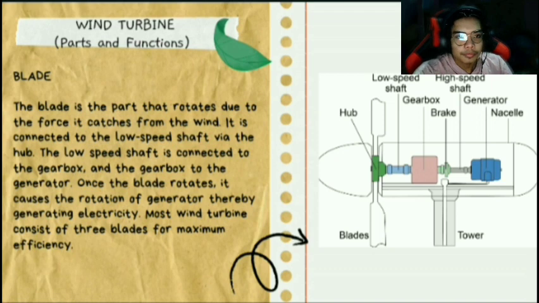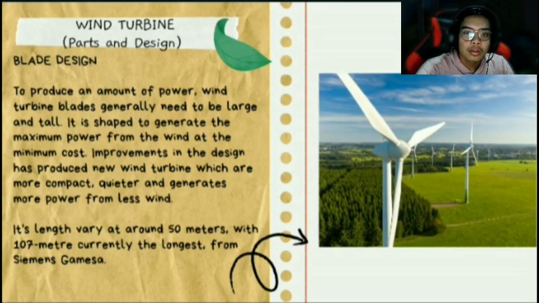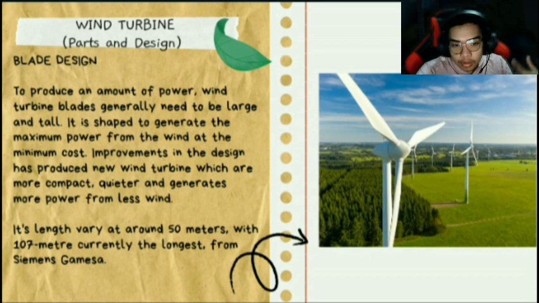So next, blade design. To produce an amount of power, a wind turbine's blade generally needs to be large and tall. It is shaped to generate the maximum power from the wind at the minimum cost. Improvements in design have produced new wind turbines, which are more compact, quieter, and generate more power from less wind. Its lengths vary at around 50 meters, with 107 meters currently the longest, from Siemens Gamesa.